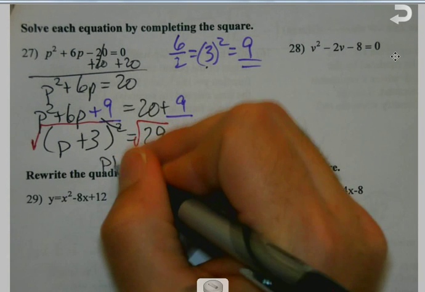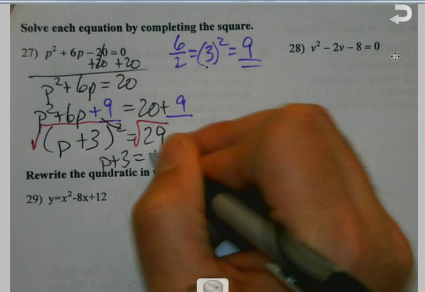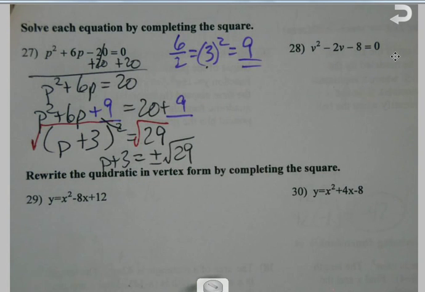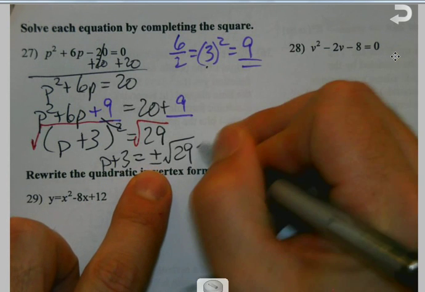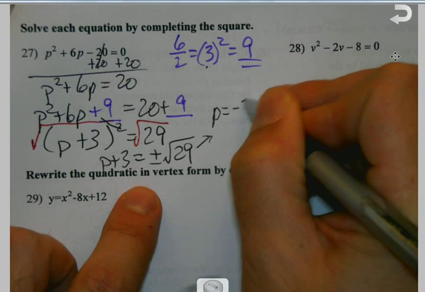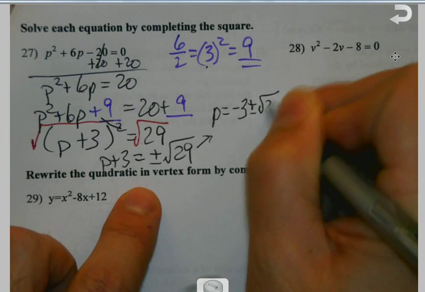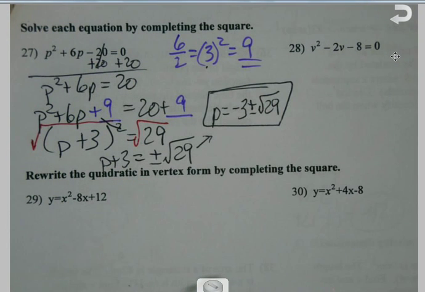Got my inverses working. I find out that 29 does not break down. That will happen sometimes. Sometimes it'll break down great, sometimes not so much. And I'm going to minus my 3 over to get my p isolated. And I'm done. But I've got to remember the whole half b, square half b. I already told you I wouldn't make you deal with that again, so I won't. But again, as I'm working through that, that's the process I'm going to be doing.